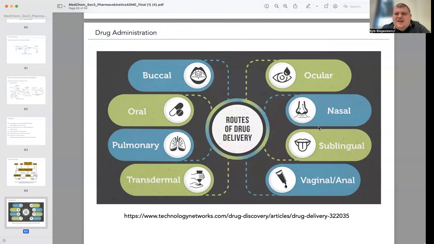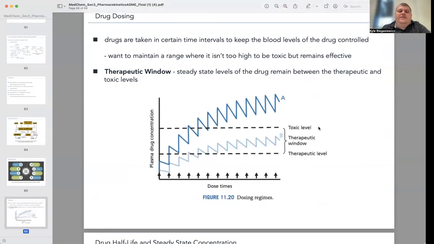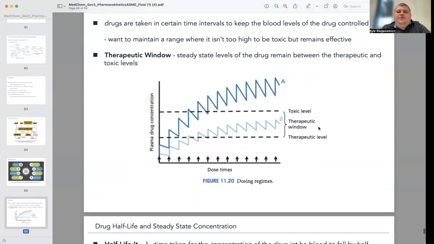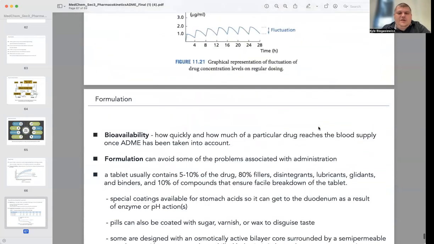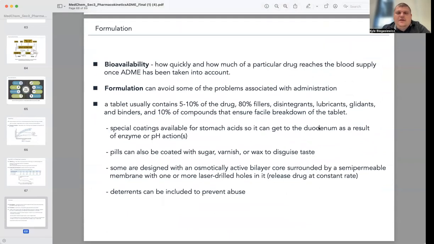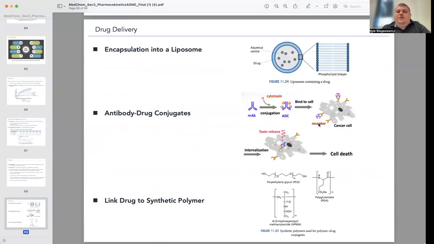65, knowing the routes of drug delivery, I think is wise heading in. 66, definitely ask about the therapeutic window. That is definitely going to be part of a multiple choice question. Drug half-life and steady state concentration, I'll likely ask about those in the context of a multiple choice question. 68, formulation, bioavailability and formulation are on here. I would say to have a pretty good appreciation for that. Could be asked on a multiple choice question. 69, you do not need to worry about at all.